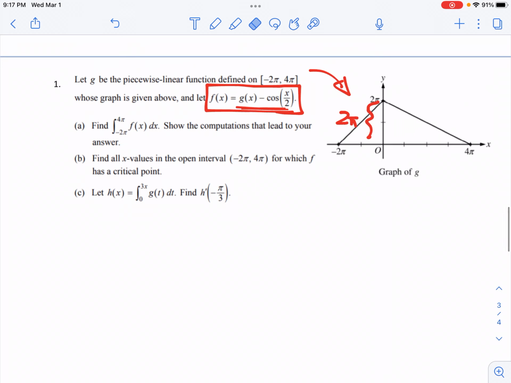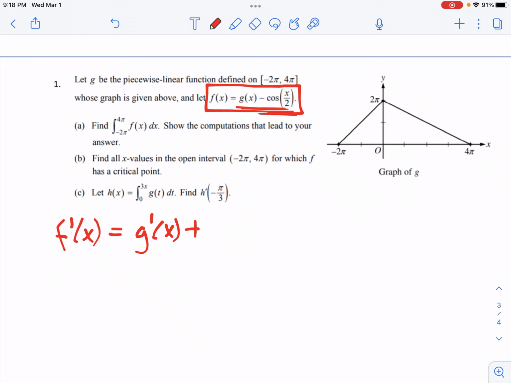Okay, the derivative is 0 or undefined. So let's find f prime of x. I'm going to take the derivative of f prime, that is g prime of x, plus, now I take the derivative of negative cosine x over 2. This is going to use the chain rule.